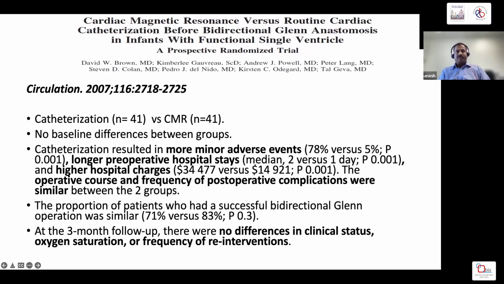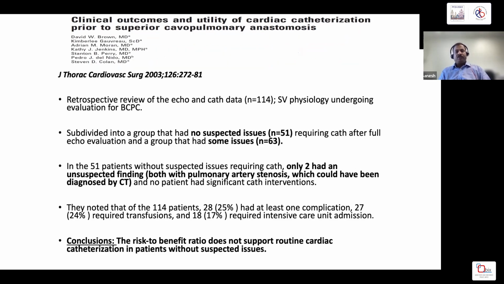In the next study, this study is from the Boston group comparing cath and cardiac MRI in 82 patients with similar baseline characteristics. They showed that there is no difference in immediate postoperative course between the two groups, and the clinical status or the frequency of reintervention at 3 months were also not different between the groups. Another retrospective review, again from the Boston group, which is a review of echo and cath data in single ventricle patients, showed no benefit of cath except for identifying anatomical abnormalities, which can be easily delineated using CT angiogram.